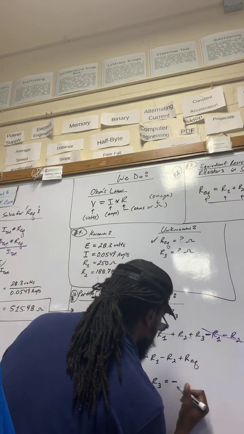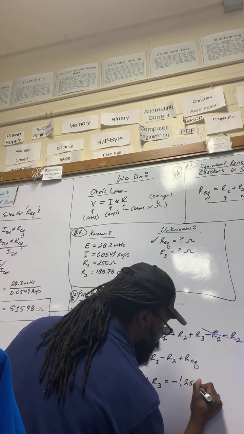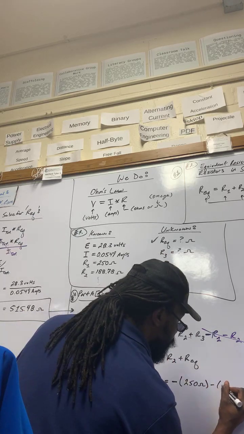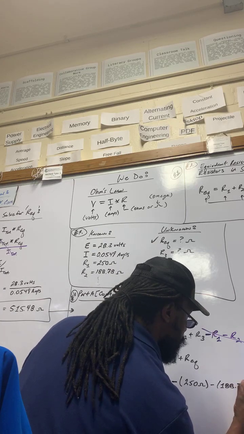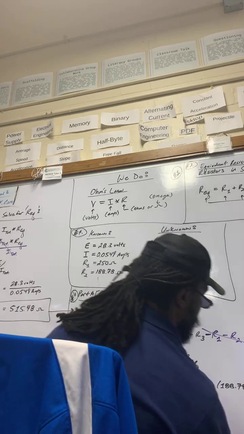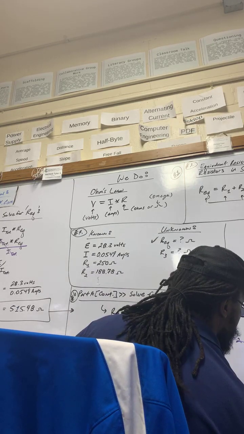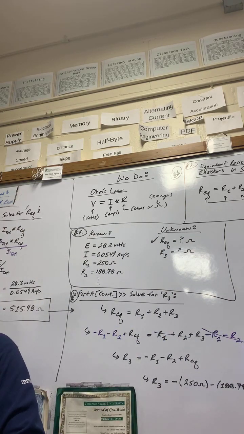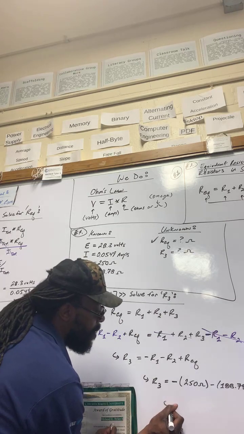So that becomes negative, parentheses, use your values. That's 250 ohms. Minus, what's our R2? This one? Right? Plus, we got this last one. And now all we gotta do is calculate, okay? I will take a picture of this in case y'all run out of time, all right? But you're responsible for all parts.